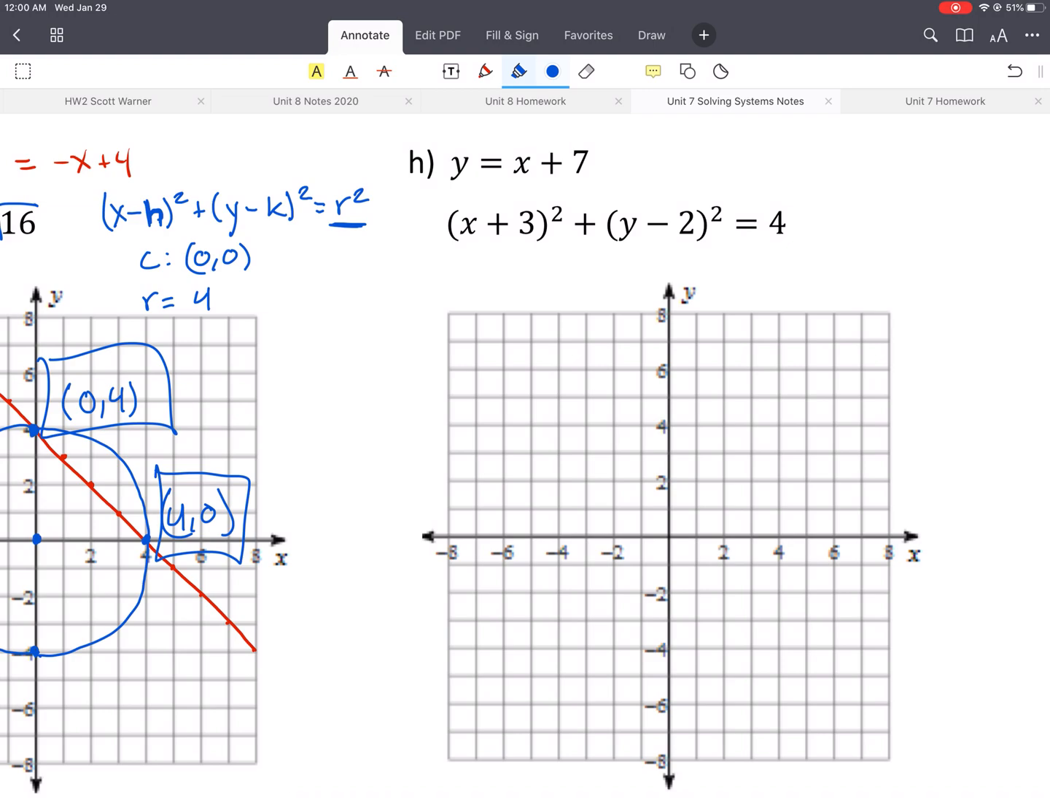Okay. So I'd like you to try and do H. Again, share with your neighbor when you got it, and then we will come back. So here's my pause sound. Beep. Alright, so we're back. Hopefully you graphed this and you found your two intersections, if we have two or one or whatever. Okay, so we do our linear equation. So 7 is our y-intercept.